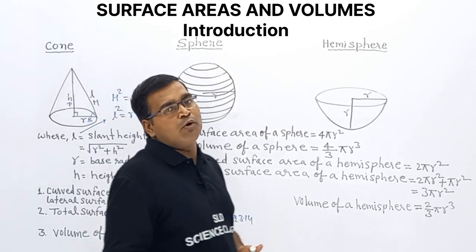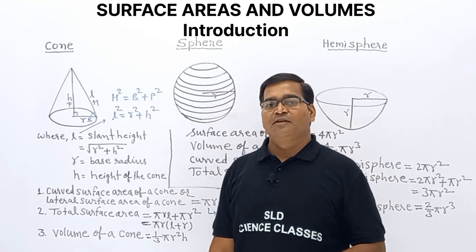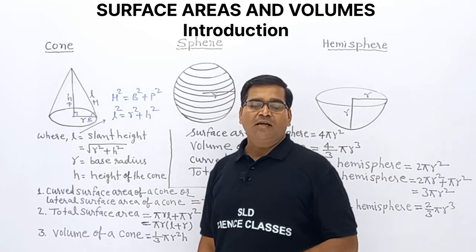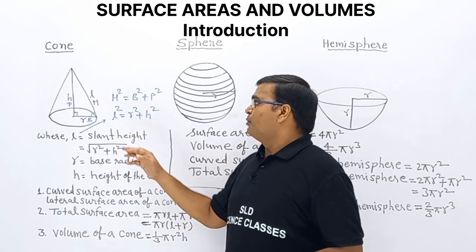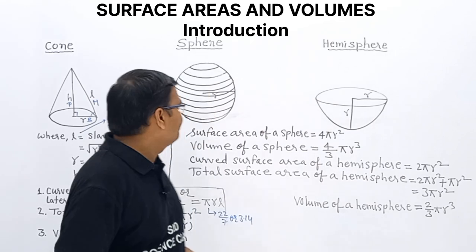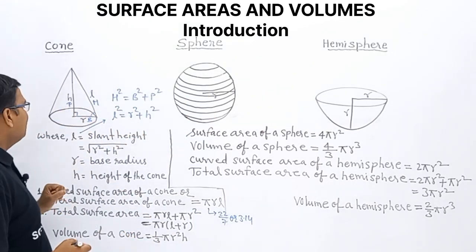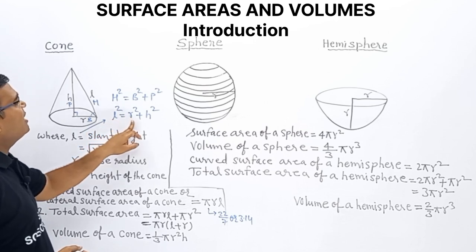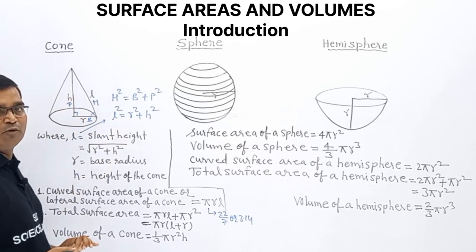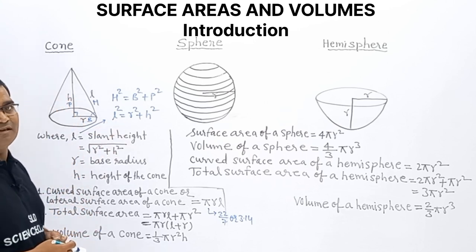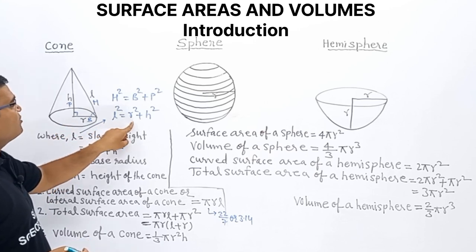So simple, a cone has slant height and base radius. Once we have two of these, the other we can obtain by using Pythagoras. Assume we have h and p, we require b. Then we will use L square equal to R square plus H square. Put those values which are given and solve for the unknown, and we get the unknown side. Clear? So this formula is very important: L square equal to R square plus H square.